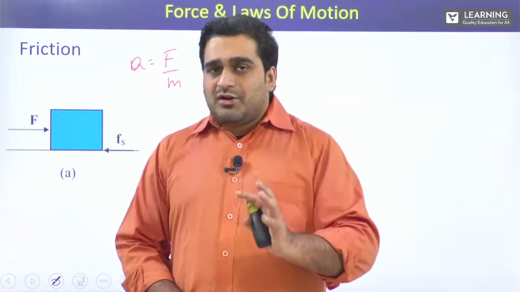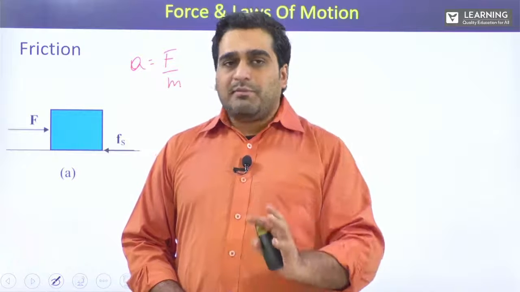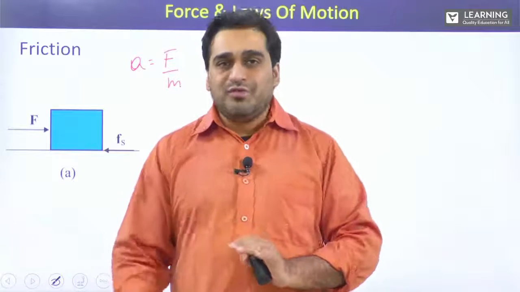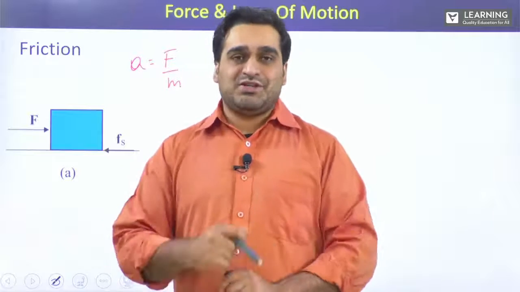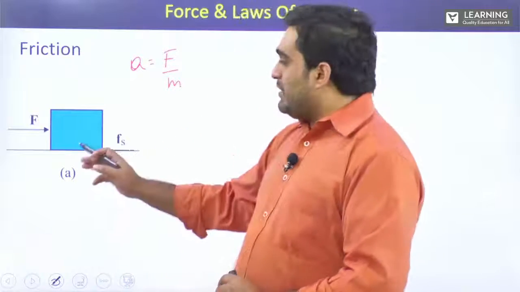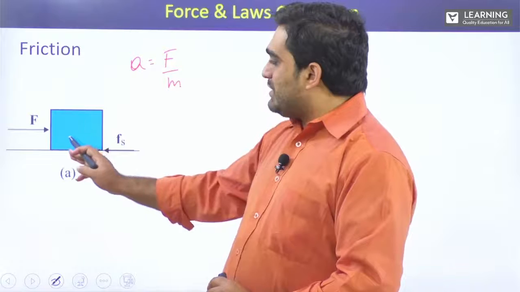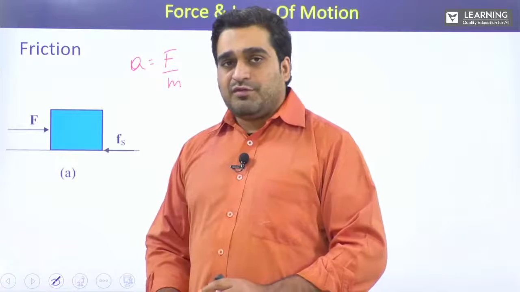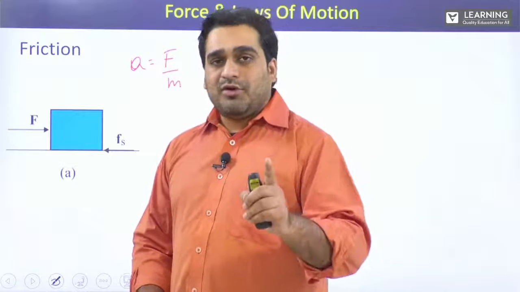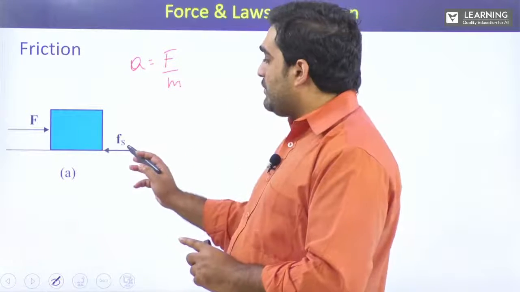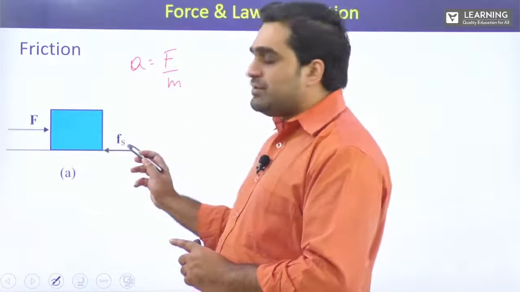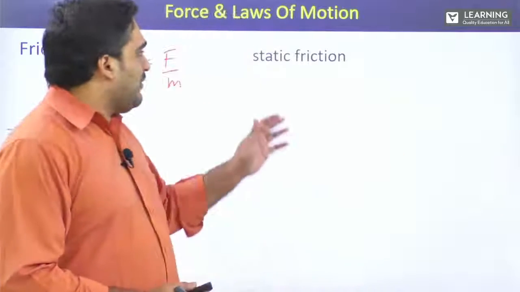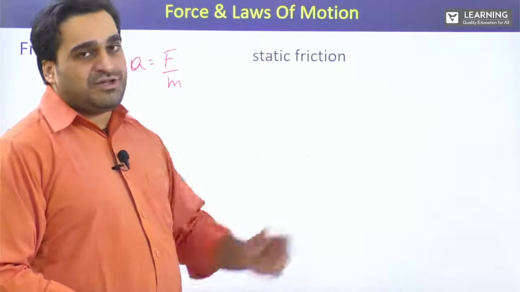But that is not what you observe. When you apply small forces on an object, they do not move. They remain stationary. Here's an example of a force applied on a box, but the box does not move. And why doesn't the box move? Because of an opposing force, which is called static force or static friction.